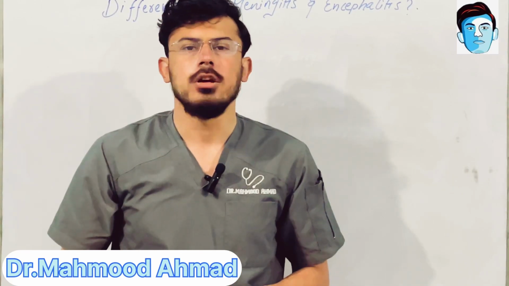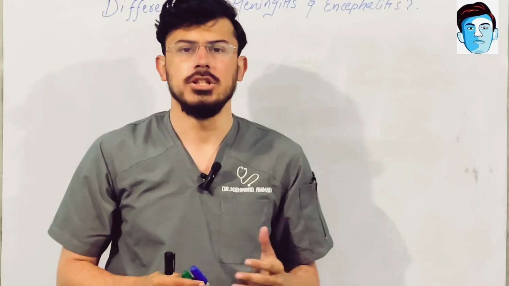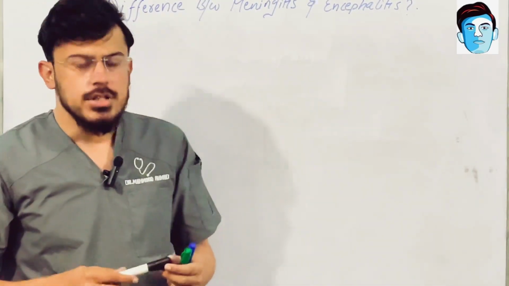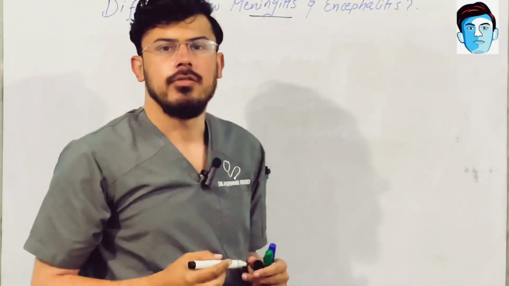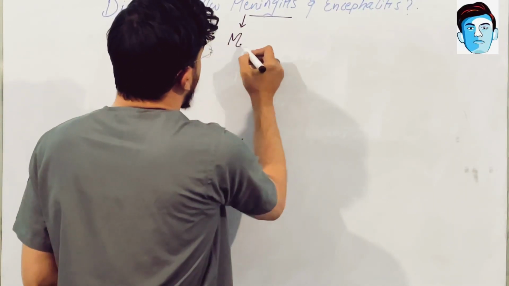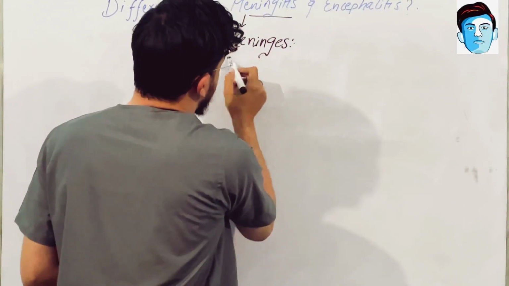In the video series of neurology medicine, today I will discuss the difference between meningitis and encephalitis. So what is the main difference? First of all, we should know what meningitis is. Meningitis is the inflammation of meninges, right? It is the inflammation of meninges, but it is not the complete definition, right?